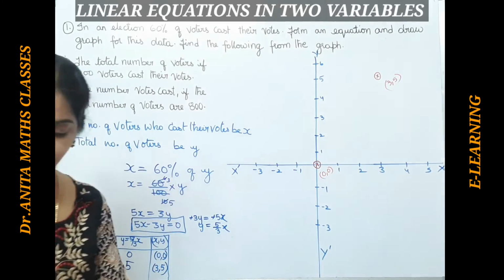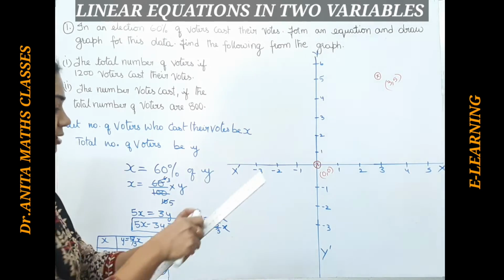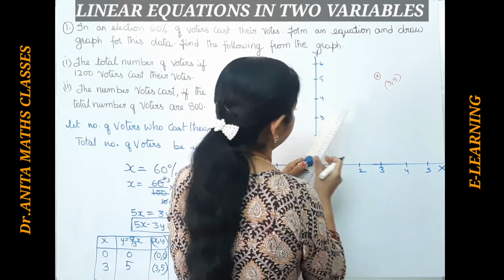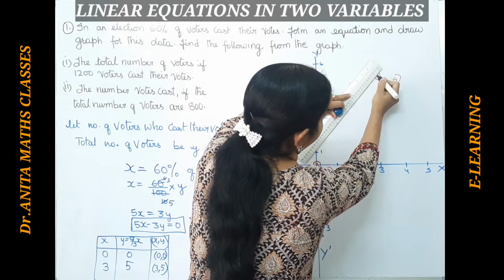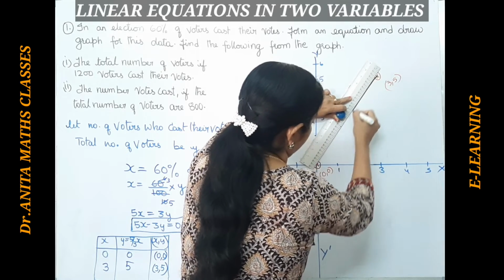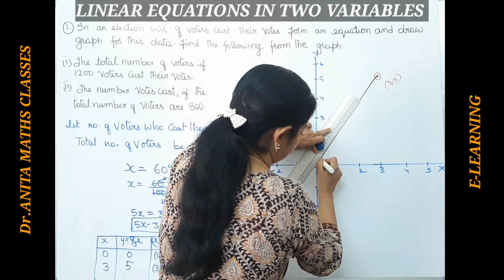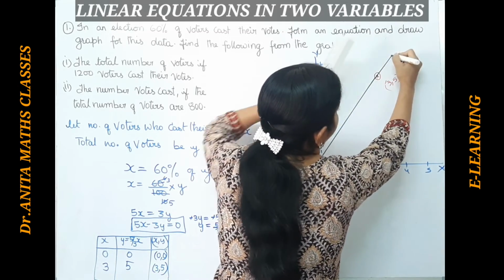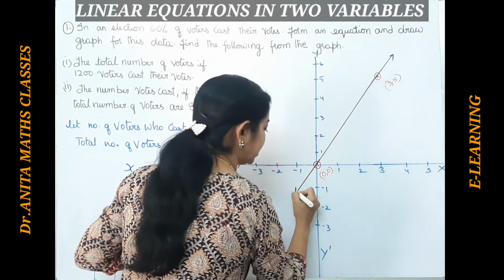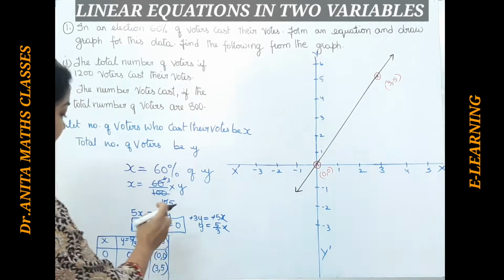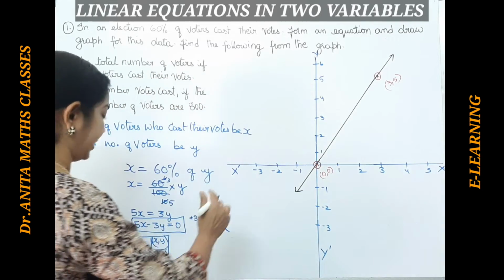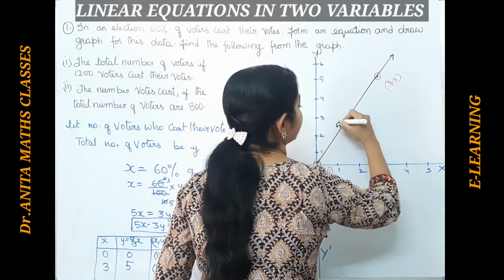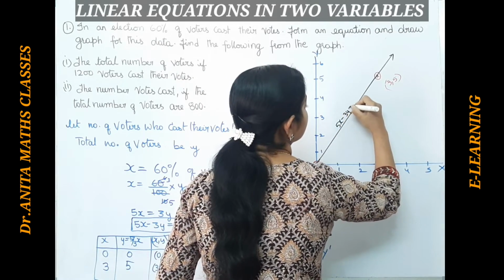Now we will join this. We will join the line, the linear equation here, preferably with the help of a scale, because I keep on mentioning this. These are linear equations. We get straight lines. You should not draw curves. You should use the scale. Now this we will mention. What is our line? This line is 5x minus 3y equals to 0.